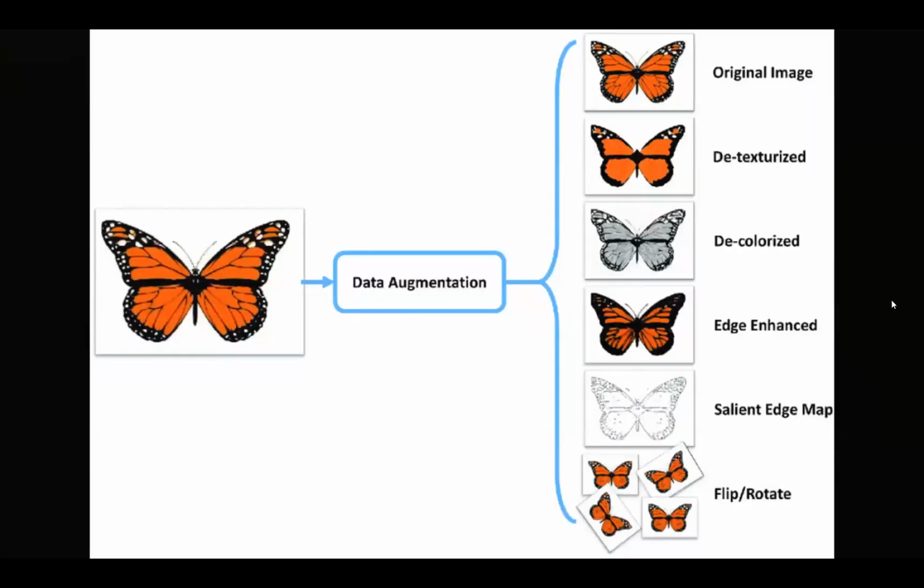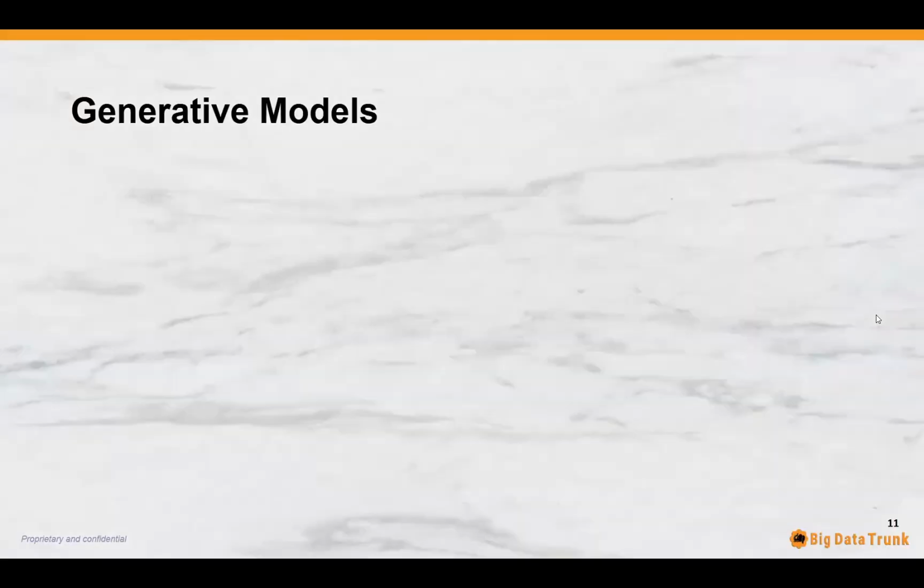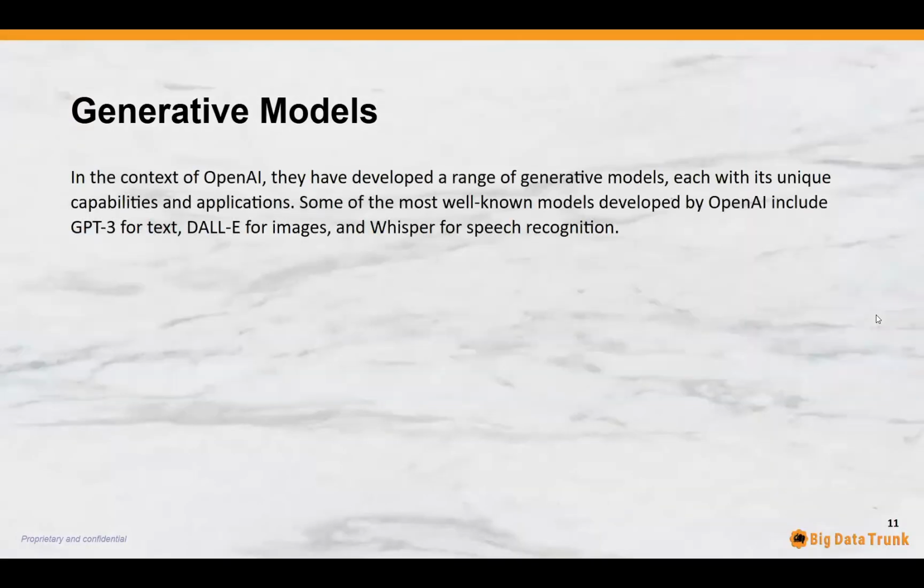Usually, whenever we think about AI, what is the first thing that comes to our minds? ChatGPT, right? Or DALL-E or anything. In the context of OpenAI, that particular company has developed a big range of generative models, and each has its unique capabilities and applications.